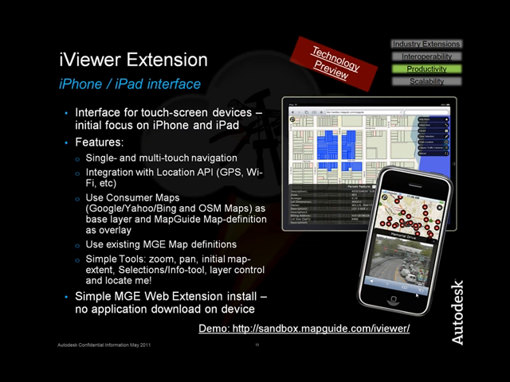Another exciting feature is iViewer, which enables users to browse MapGuide data from mobile devices such as iPad or iPhone. It supports single and multi-touch navigation, integration with the location API, using consumer maps as a base map, and providing the basic map browser tools, including pan and zoom, and so on. It is just a simple web extension. Users do not need to download or install any applications on their devices.